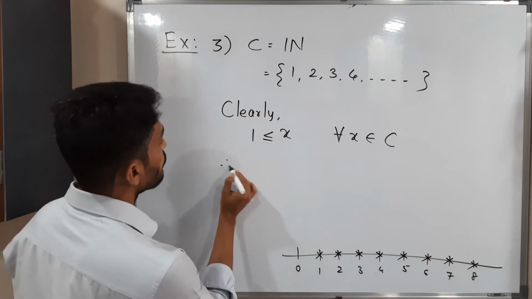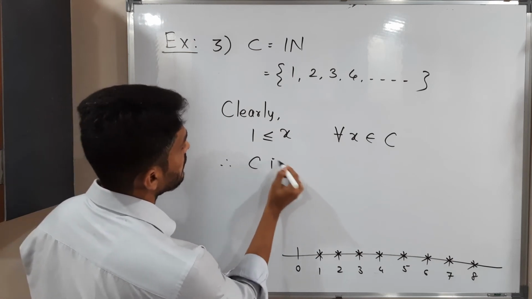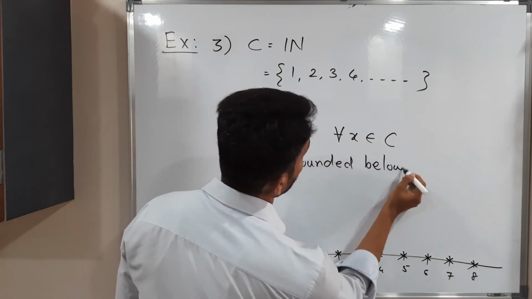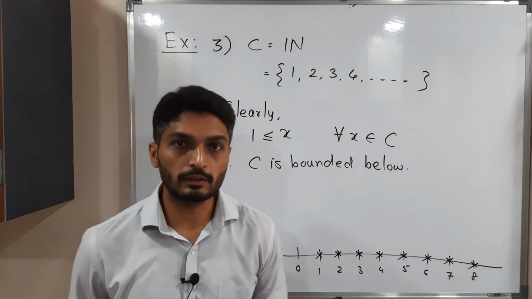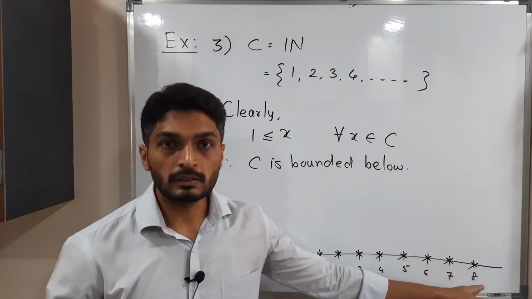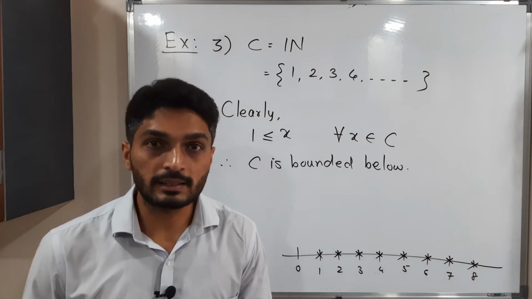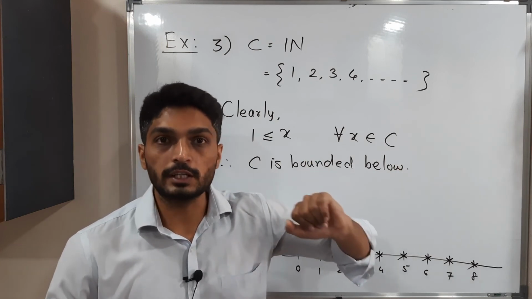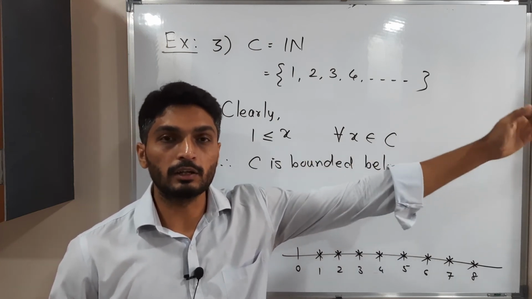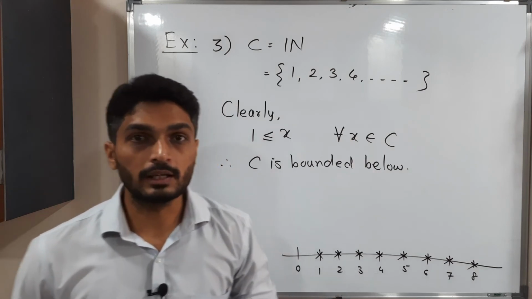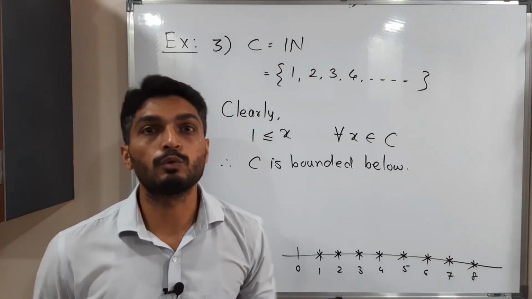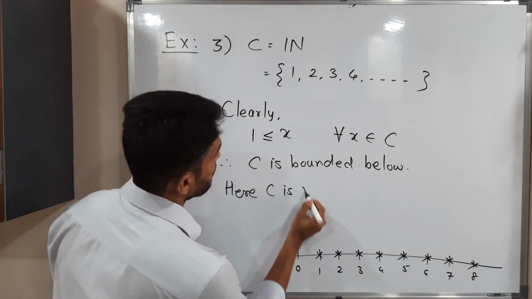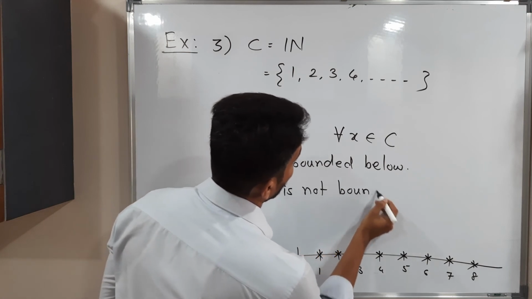Therefore 1 is a lower bound and we can declare C is bounded below. So all elements are greater than or equal to 1. But can you find any number such that all natural numbers are less than that number? No, since natural numbers are infinite and they are moving in the direction of infinity: 8, 9, 10, 11, 12, 30, 100, 1000, 1 lakh and so on. So we cannot find any upper bound for this set. So C is not bounded above.